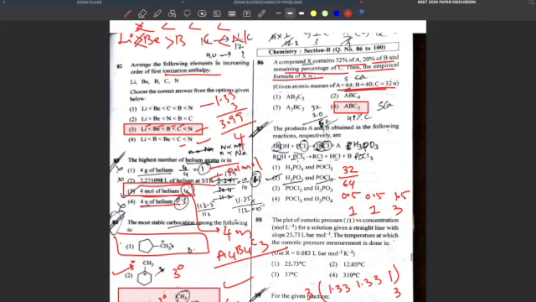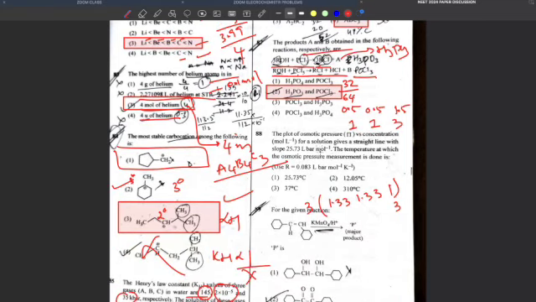Next one, the products A, B, C obtained in the following reactions respectively are. 3 moles of ROH with PCl3 gives RCl plus H3PO3. Next one, ROH with PCl5 gives POCl3 and H3PO4. So the answer should be according to NCERT. Yes, the second option is the right answer.